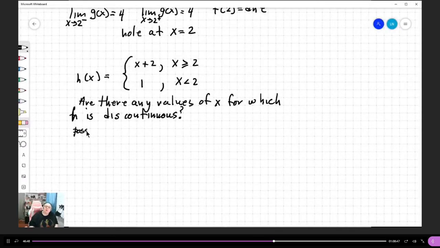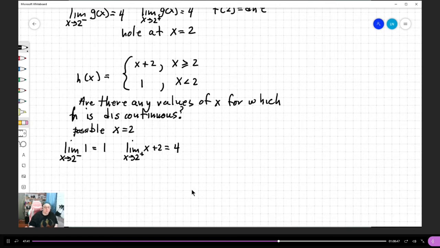So the possible discontinuity would be x equals 2. That's what I would want to test. So I'm going to check the limit as x goes to 2 from the left of h. From the left are values less than 2, so that is the bottom function. That's 1, and 1 is a constant, so that's just going to be 1. The limit as x goes to 2 from the right, well, from the right is values greater than 2. So that's this function up here. That's going to be x plus 2. That's going to be 4.